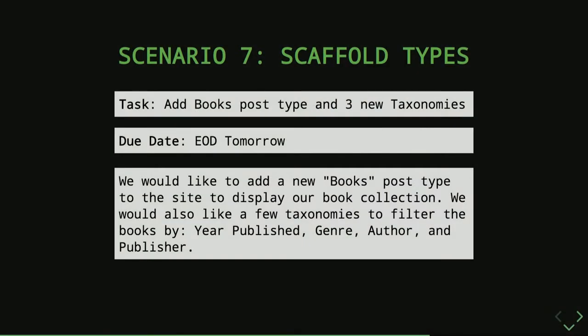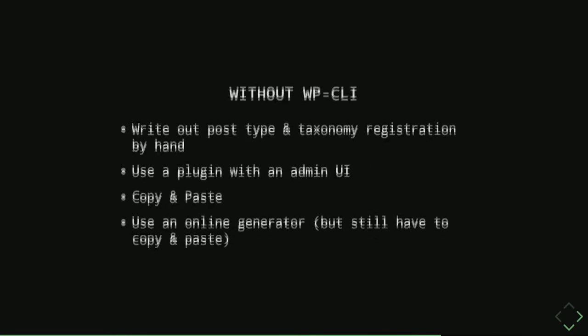Another really nice feature of WP-CLI is the scaffolding capabilities it has. It can scaffold a lot of different things for you, which can save a ton of time. So a common thing I would get is a task to, let's say, create a books post type and three new taxonomies. It would be something like, we would like to add a new books post type to the site to display our book collection. We would also like a few taxonomies to filter the books by: year published, genre, author, and publisher.